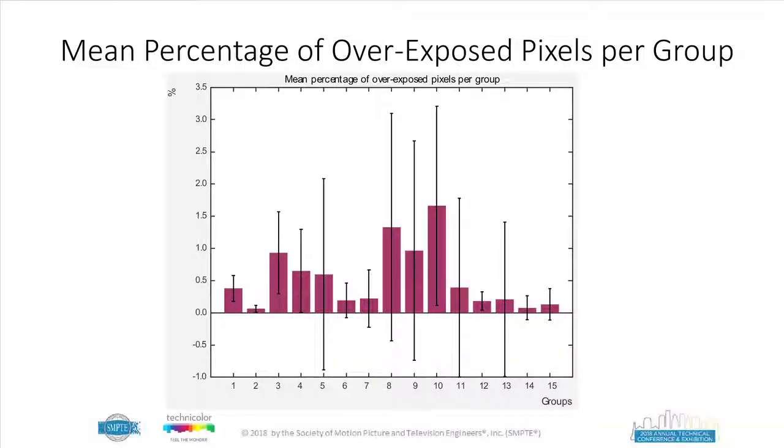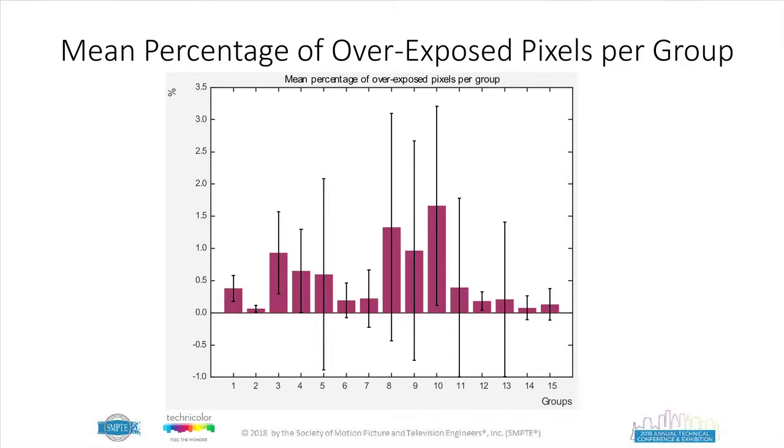I've also looked at how much is actually overexposed in these pixels. Given that everything started off as an SDR grade, I've only looked at the SDR images, because an overexposed pixel does not automatically become not overexposed by inverse tone mapping. As you can see, between the groups, there's some reasonable variability in how many pixels are overexposed.